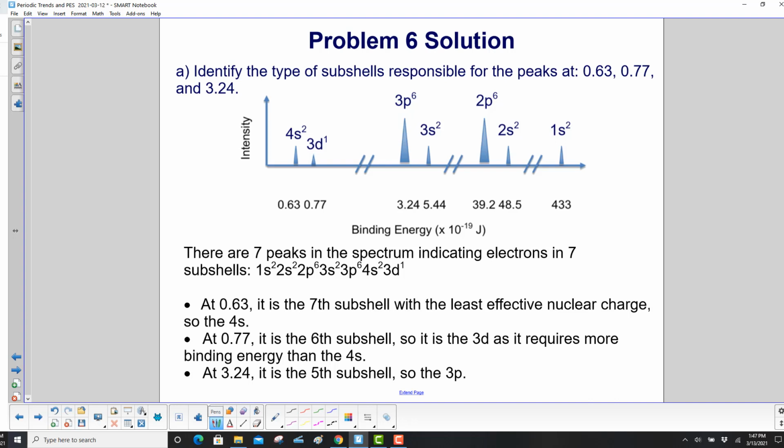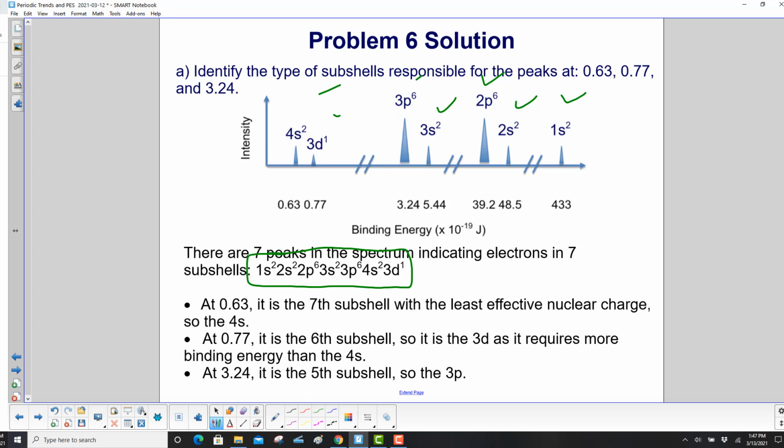Identify the types of subshells responsible for the peaks at 0.63 times 10 to the minus 19th joule, then 0.77 and 3.24. Well, we have 7 peaks: 1, 2, 3, 4, 5, 6, 7. So here's our electron configuration. We write that out based on the number of electrons.